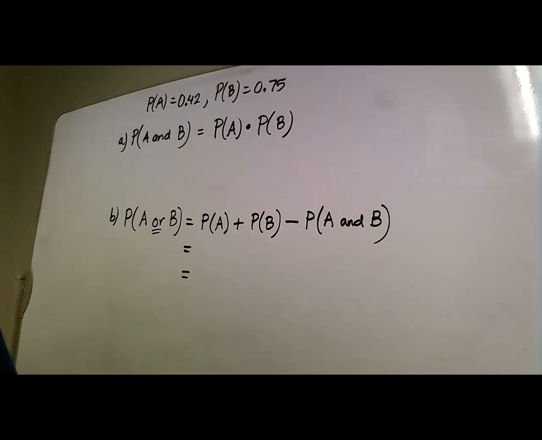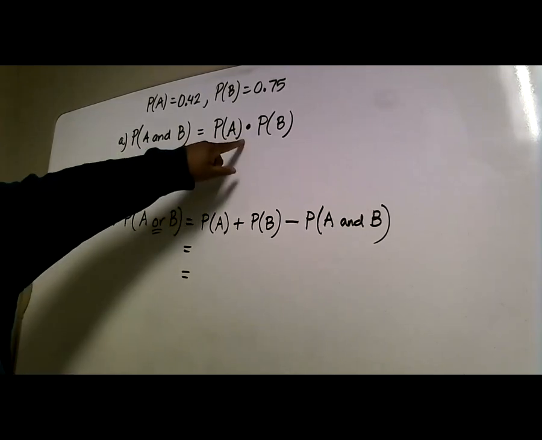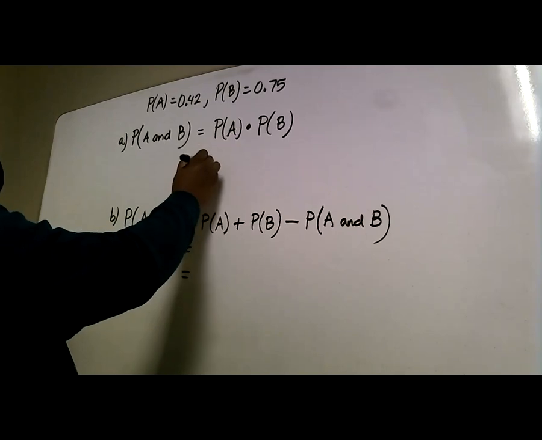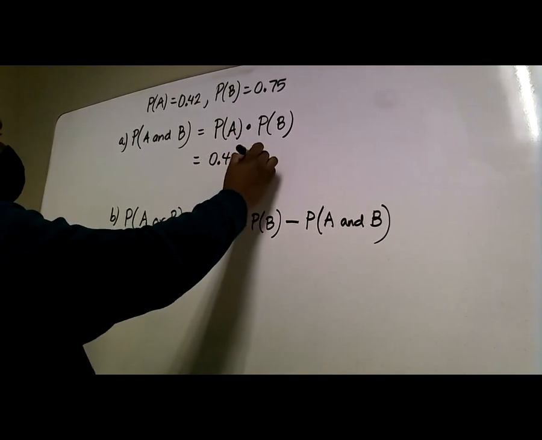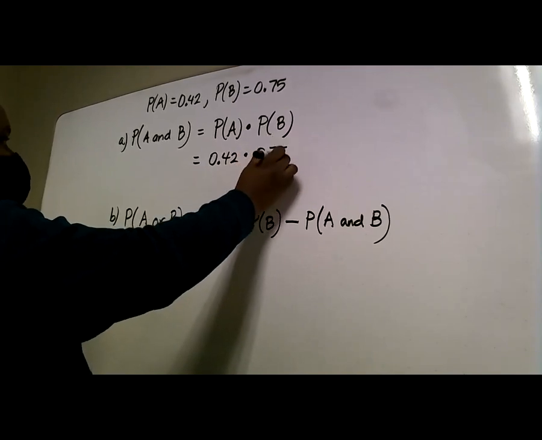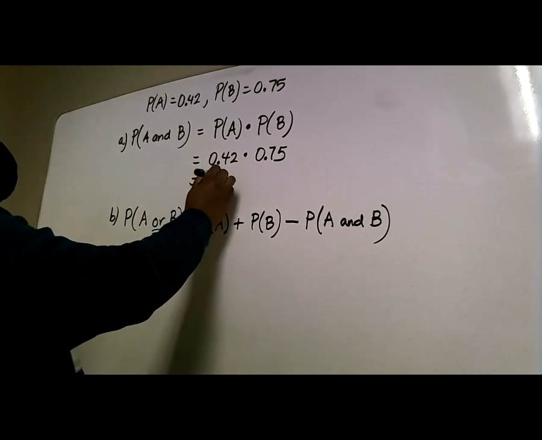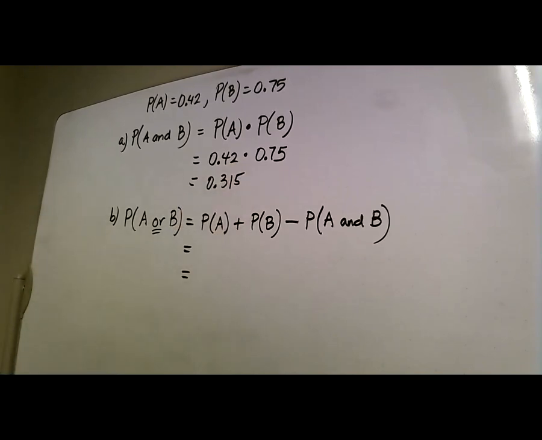So here's the probability of A and B. With the word and, we use multiplication. We multiply the two probabilities, A and B. So the probability of event A is 0.42 times the probability of B, 0.75. You get 0.315. Questions about part A?